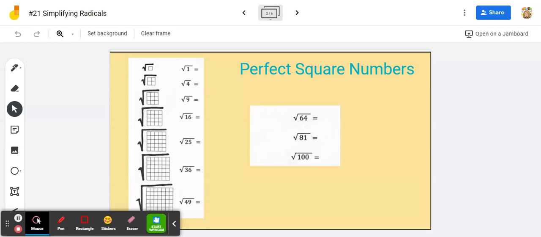Hey guys, so today we're going to go over simplifying radicals. So the first thing we need to talk about are these really special numbers called perfect square numbers. And so on your yellow sheet, you should have these listed. And why we call these perfect squares is because they literally are a square, guys.